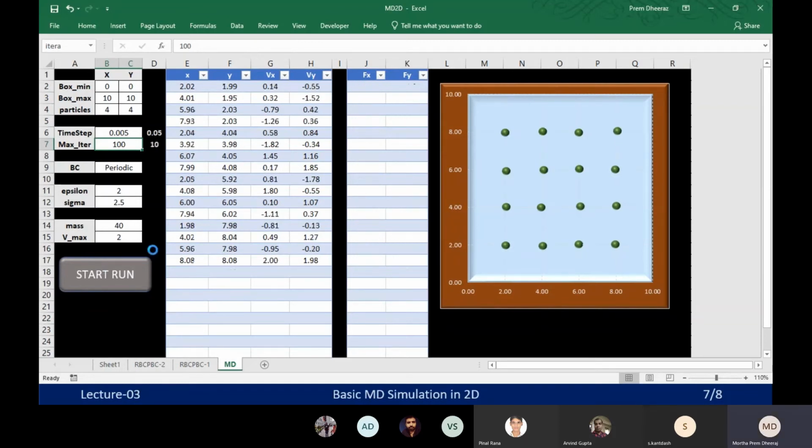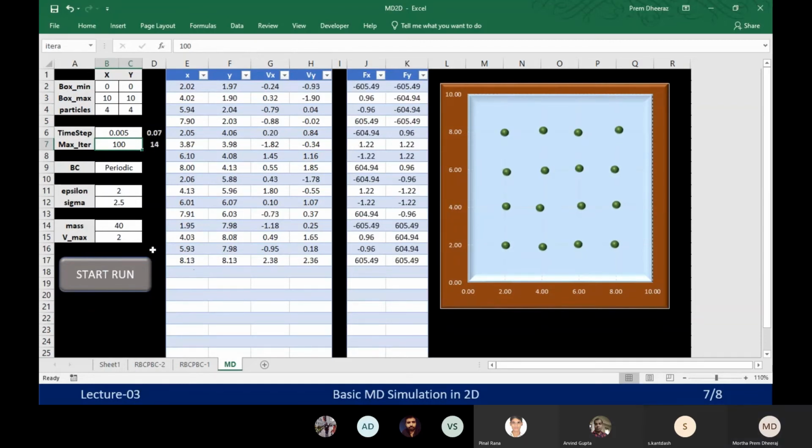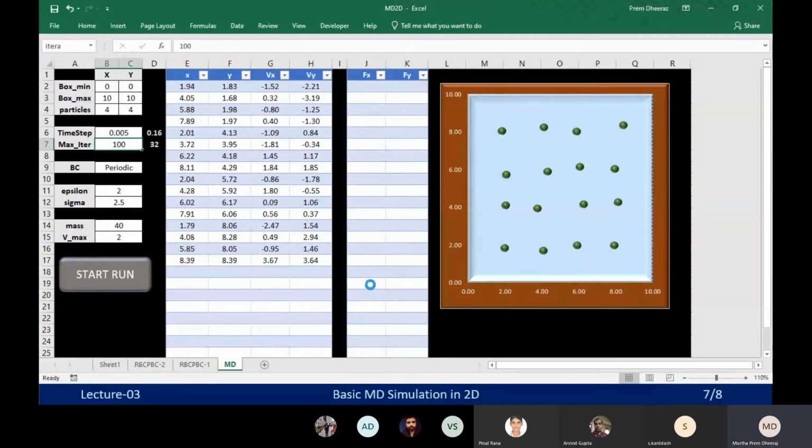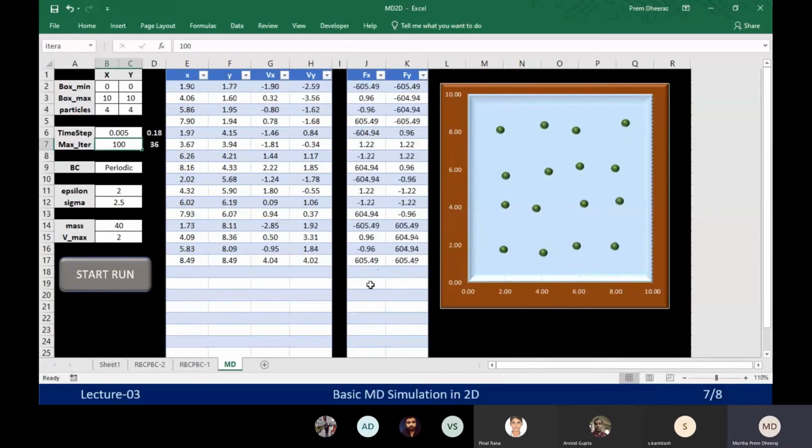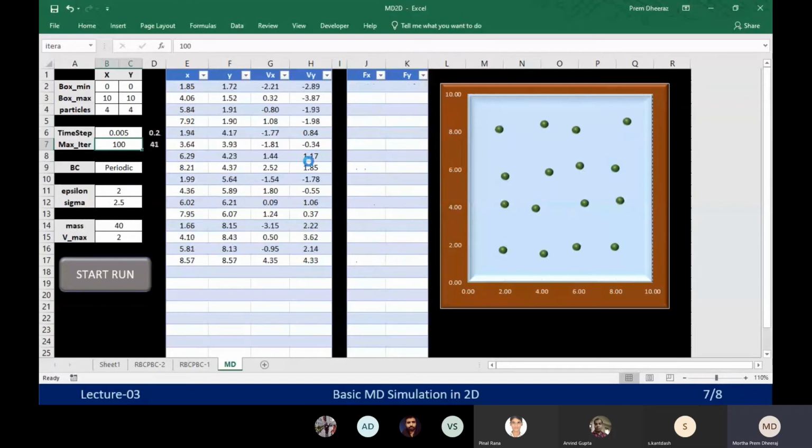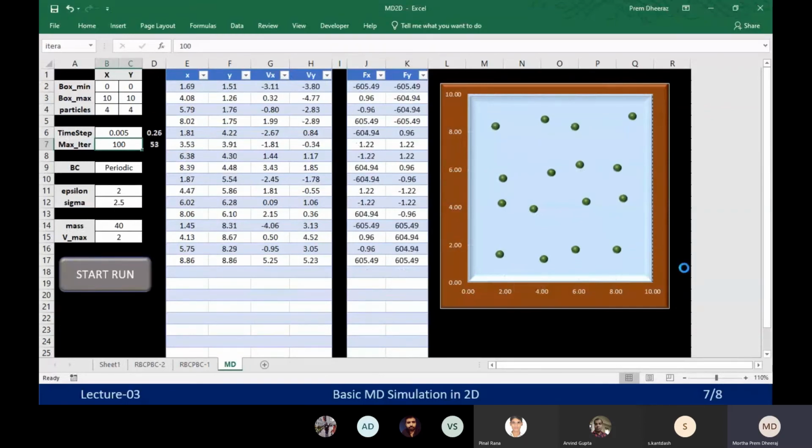So particles have started from an organized pattern. And every time we start the animation, the forces get computed by themselves based on the scheme that we have talked about in the previous slides. And the velocities were getting updated and the positions were getting updated, and you could see the representation of all these changes of the particles in this plot here.